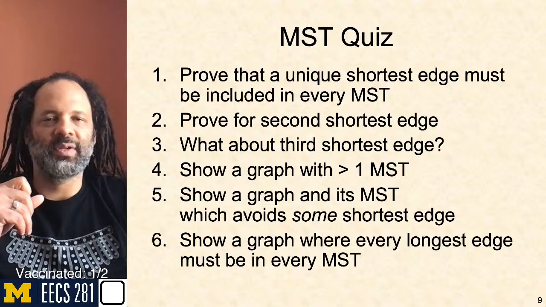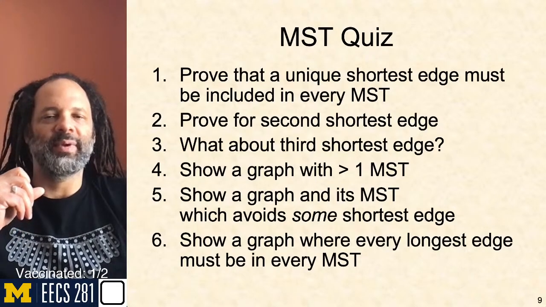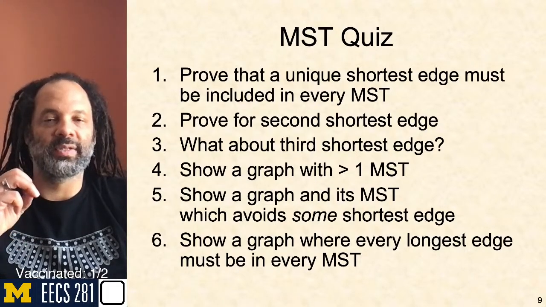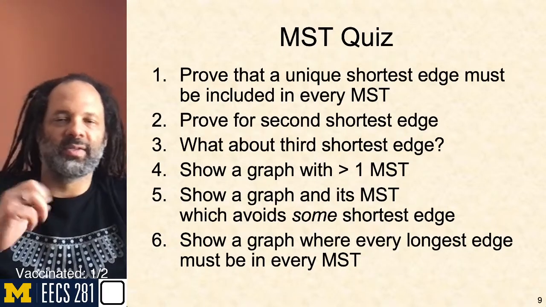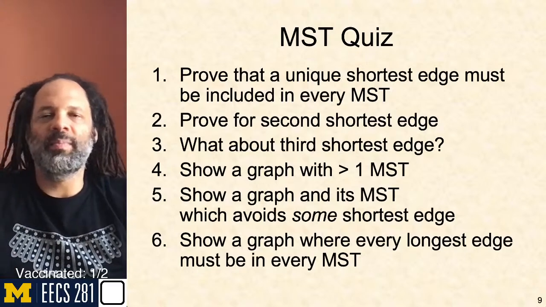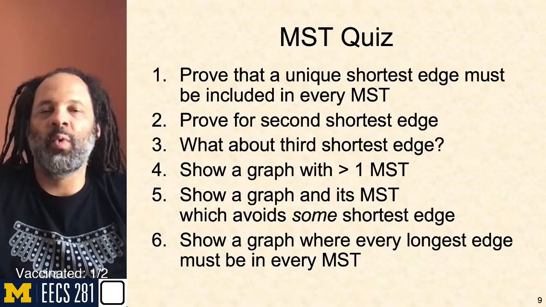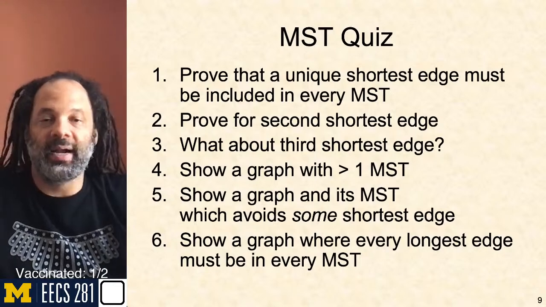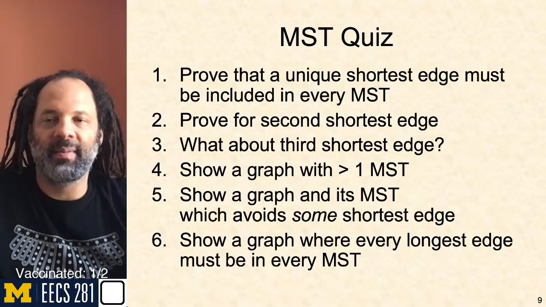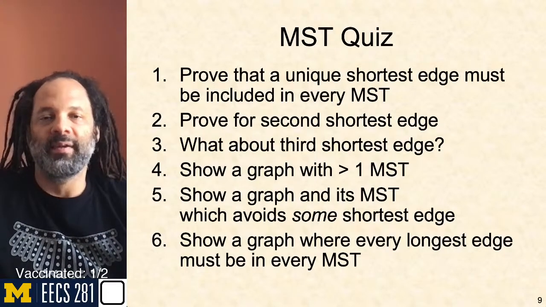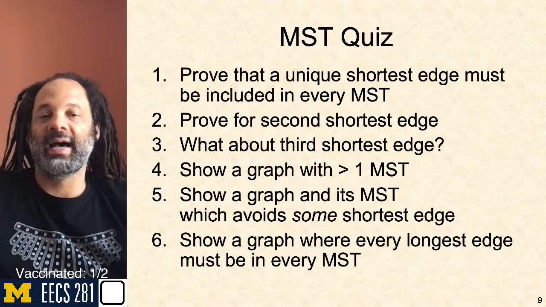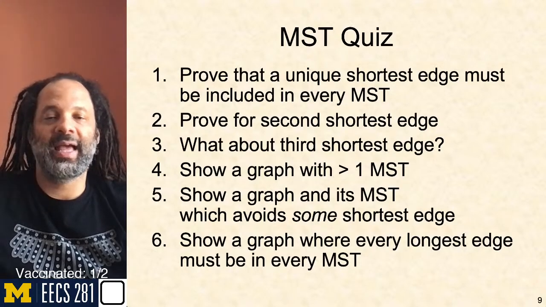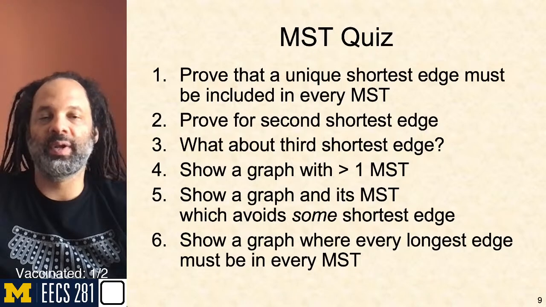First, we did the unique shortest edge. We did the second shortest edge. How about the third shortest edge? After that, we're giving these proofs a rest. So step four is show me a graph with more than one minimum spanning tree. I talked about it as a possibility. Now think about it and try to execute one visually. Number five, show a graph and its MST that avoids some shortest edge.